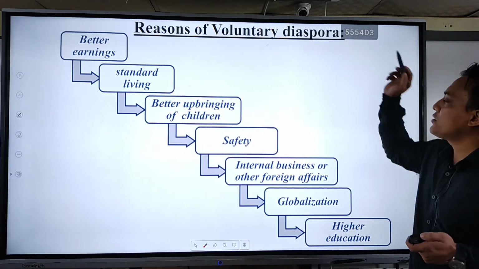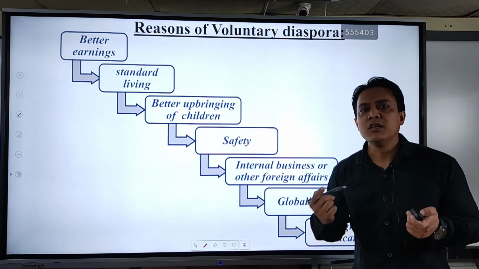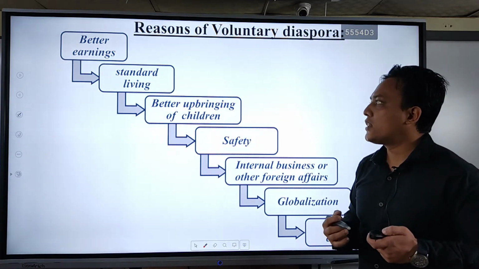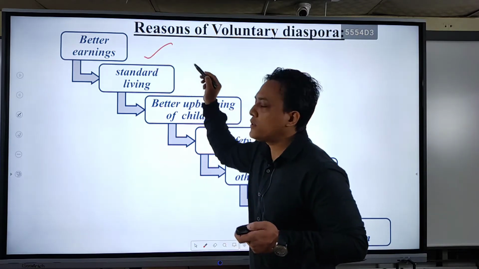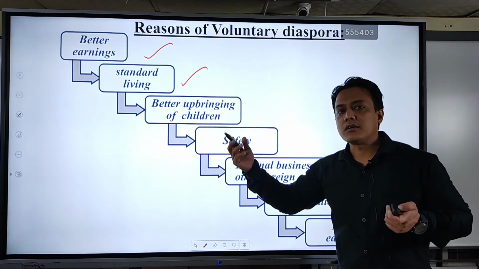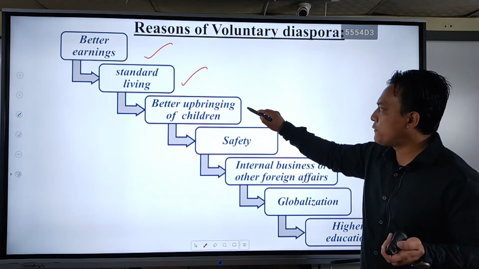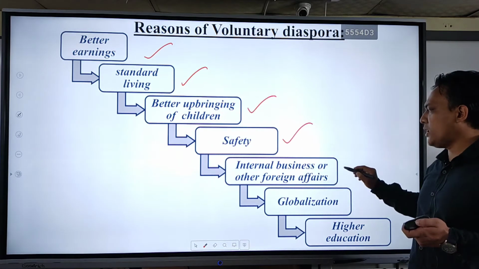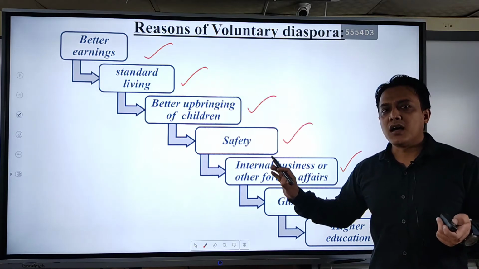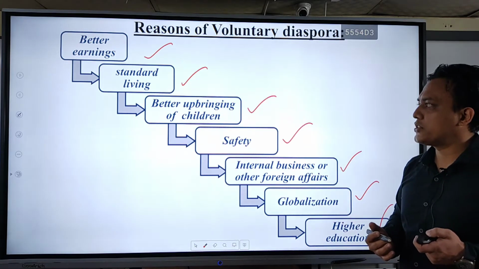Next, reasons of voluntary diaspora. In the previous slide, we saw that self-will is one of the causes of diaspora. Self-will means voluntary diaspora. And what are the reasons behind voluntary diaspora? For better earnings, people leave their ancestral homeland and settle in other parts of the world. For standard living, people also leave their ancestral homeland and settle in other parts of the world. Better upbringing of children, safety, internal business or other foreign affairs, globalization and higher education are all responsible for voluntary diaspora. So these are very important.